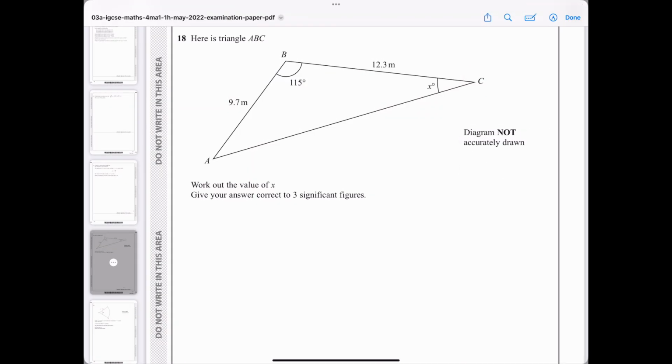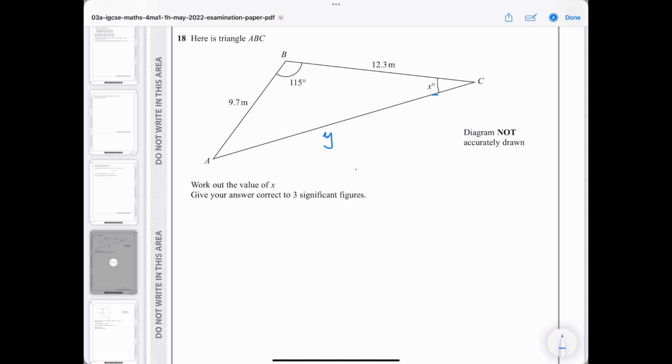Okay, here is triangle ABC, and we've got to work out what x is. Give your answer correct to 3 sig figs. Because I don't know how big this side is, I'm going to find it first. The reason is that I'm going to have to use the sine rule once I've used the cos rule.